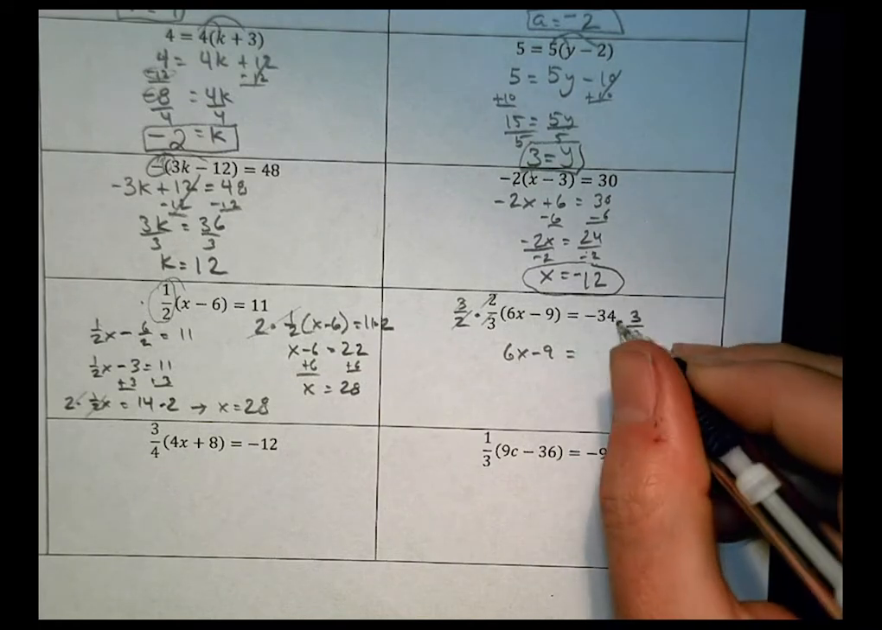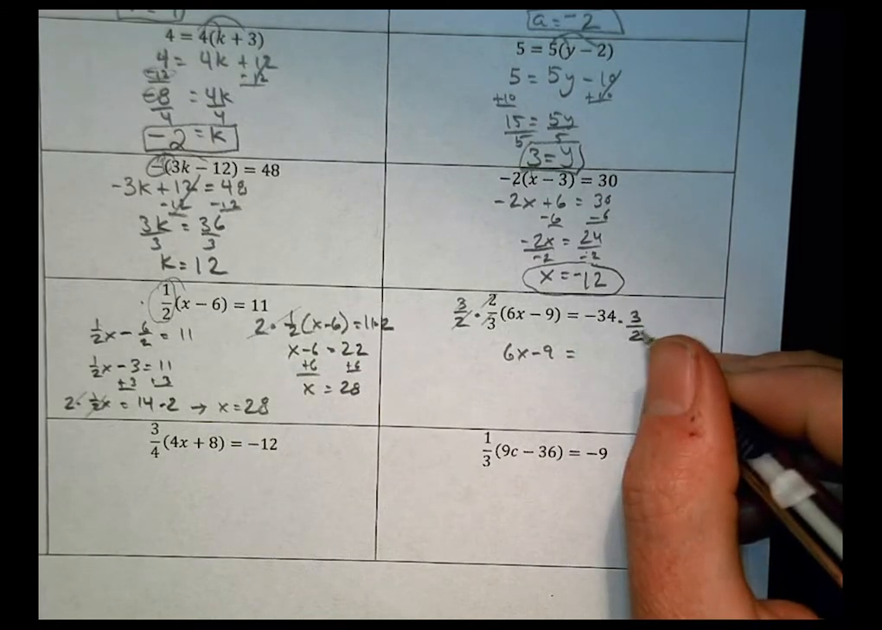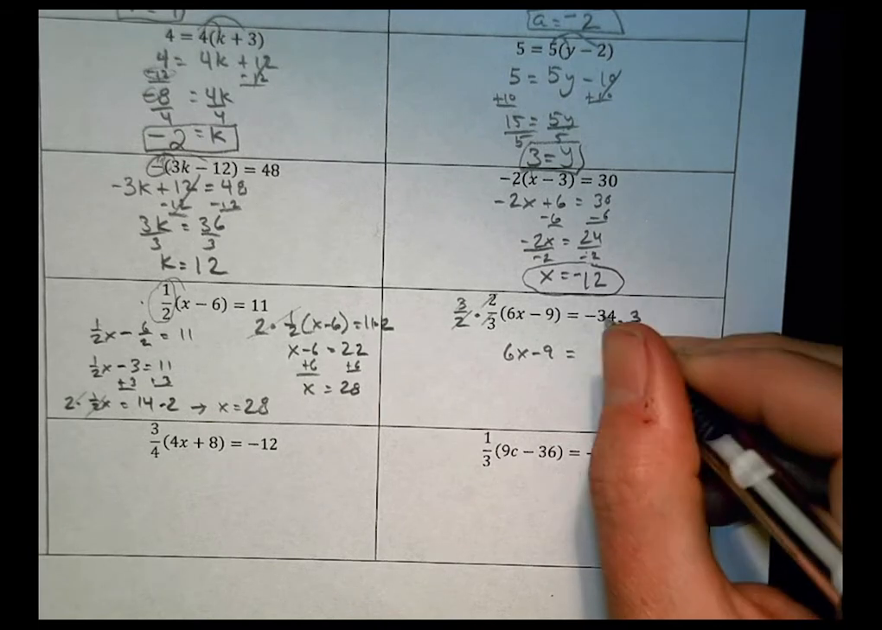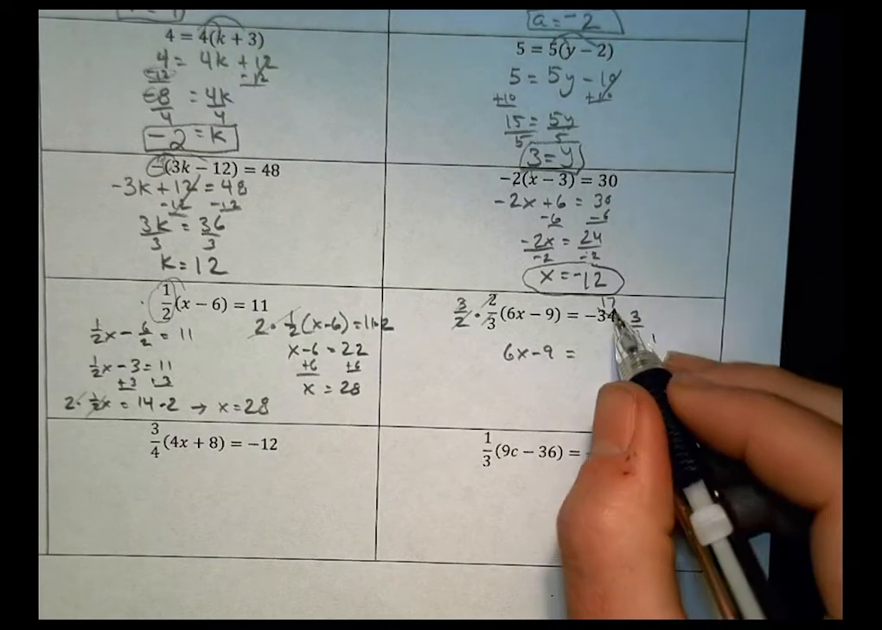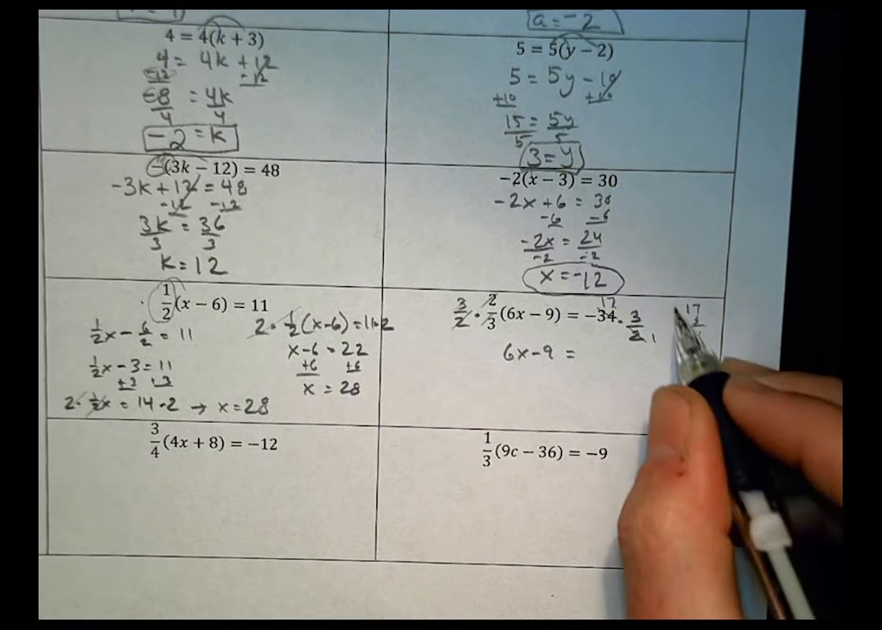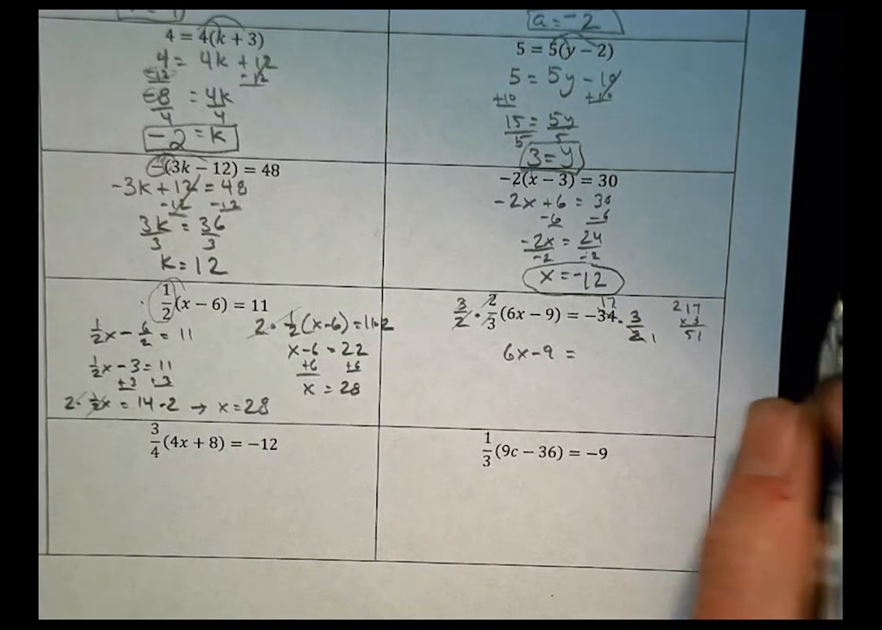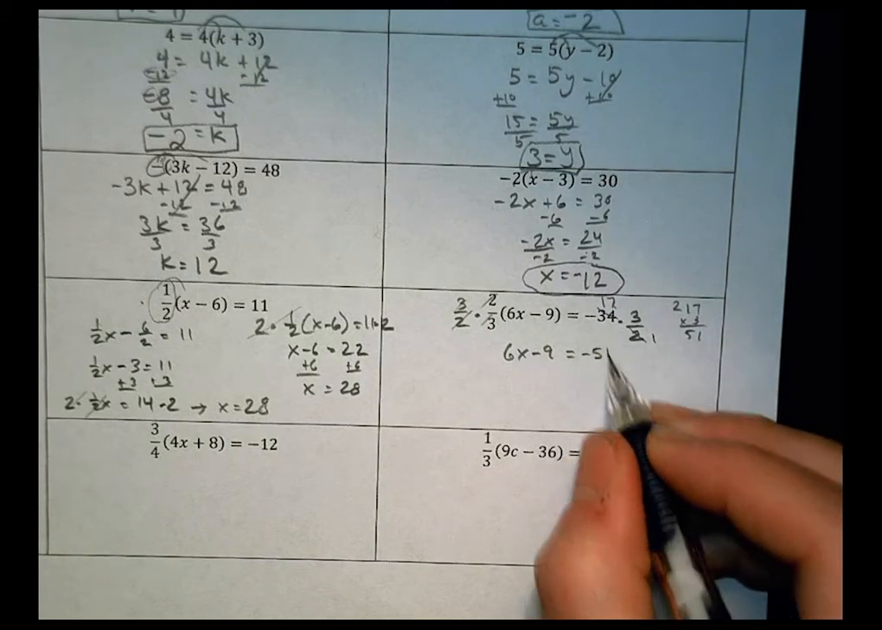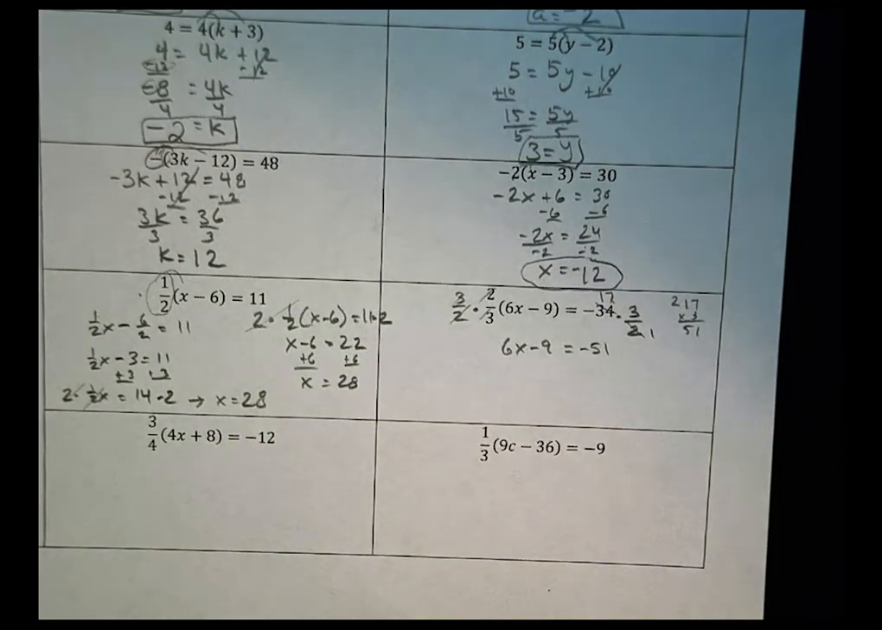Does 2 go into 34? Sure it does. It's an even number. So it goes in there 17 times. Now over here I have 17 times 3. I don't know what that is, so I'll find out. So 2, 3, 51, and it's negative, so we have negative 51. Now the fraction's gone. It wasn't that bad.